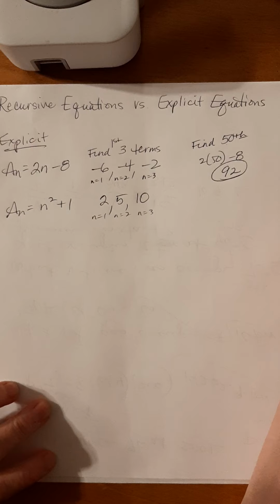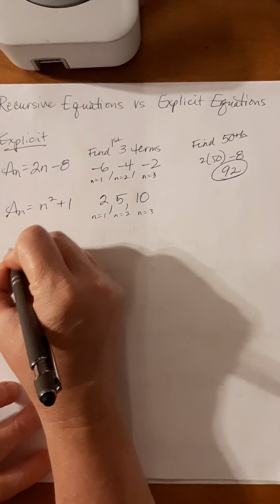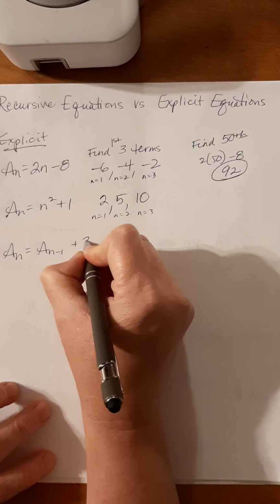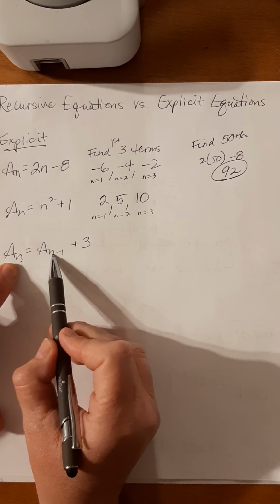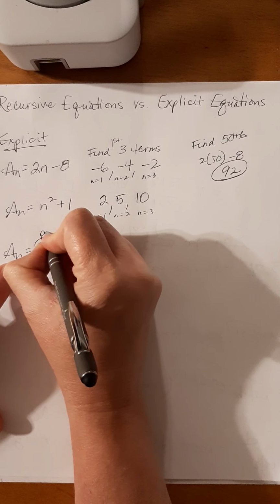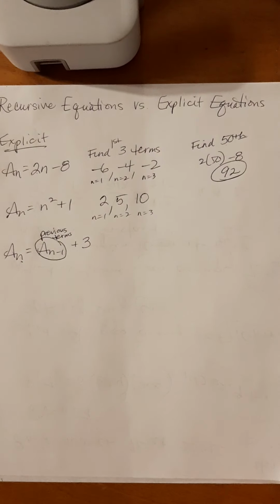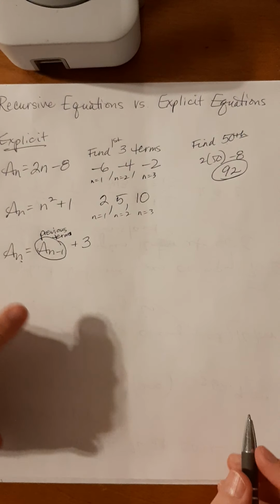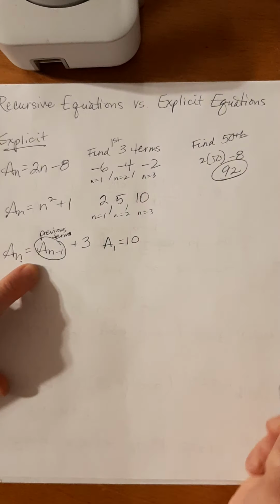Recursive equations. Recursive means you have to have the previous term. And here's what one of those looks like. a sub n, and a sub n minus 1, which basically whenever you see something like this, don't let it scare you. It just means previous term. And the drawback about this one is they have to give you that first term.